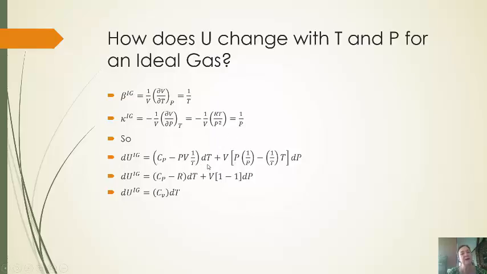If I throw those things into my formula I just created for dU, Cp minus PV over T, so that's Cp minus R, plus V times P times 1 over P minus 1 over T times T, that's 1 minus 1. So I have Cp minus R plus V times 1 minus 1. 1 minus 1 is 0, those go away. Cp minus R, you might recall that we derived in your definitions of entropy, that this is the definition of CV.